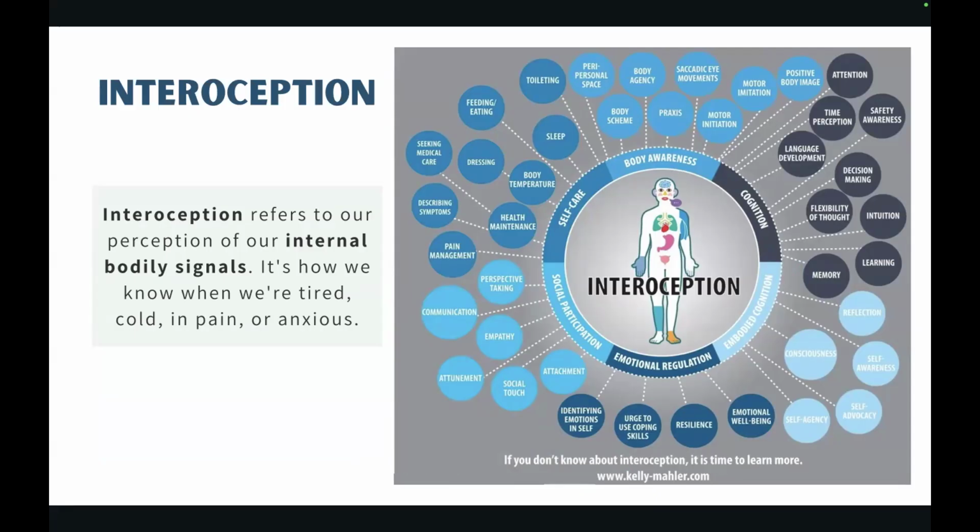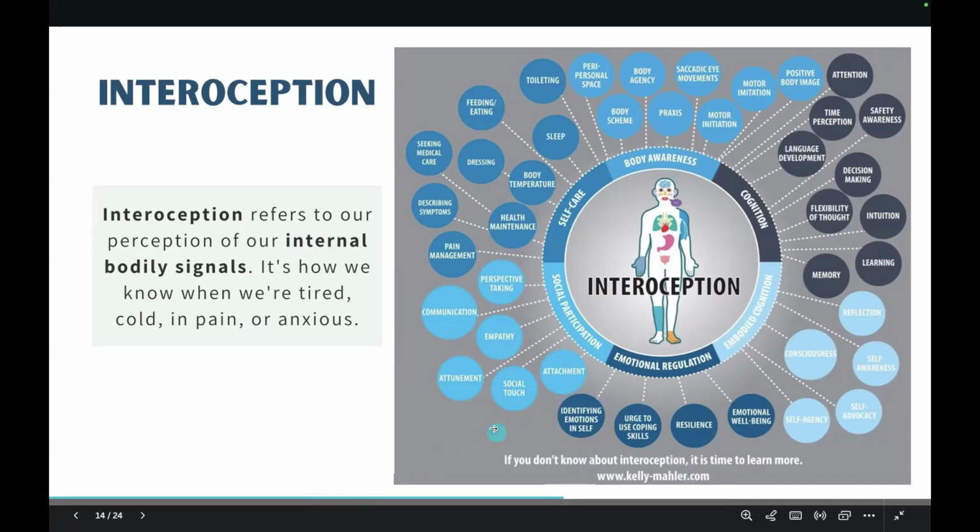This is how we interpret our internal body signals. It's how we know if we're cold, in pain, anxious. It's how we experience all our other senses. We only know that we're experiencing our body because we experience the cue of it, if that makes sense. So it's kind of like an intermediary between all of them. It's a very important one. Essentially, if somebody's struggling with alexithymia, that means that their interoception awareness could be improved on. They're struggling to understand what all of these body signals are.